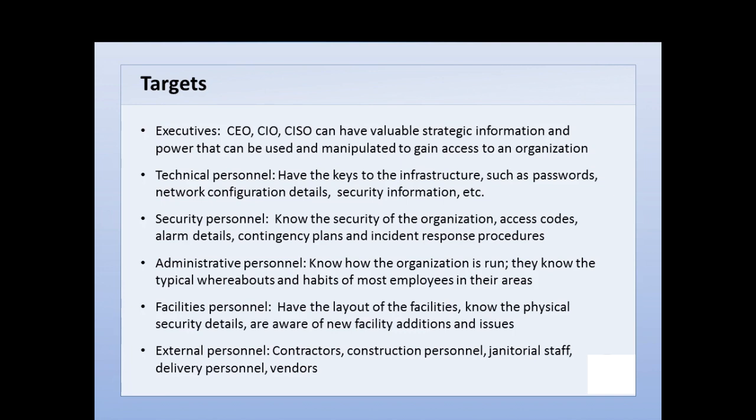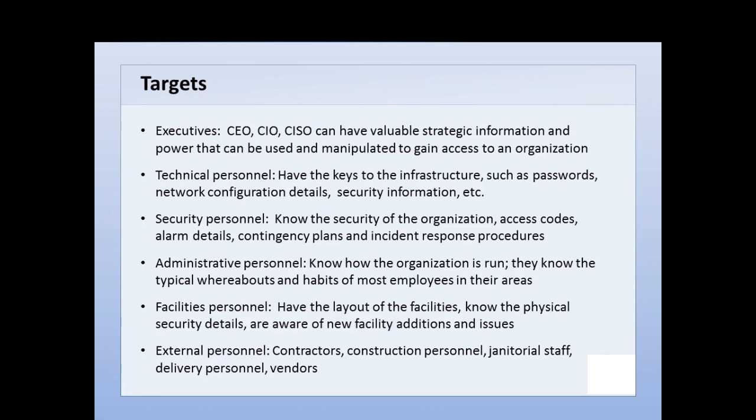Executives are good targets, and this includes the CEO and all the C-level positions, the CIO, the CISO, and so forth, because they have valuable strategic information about an organization. They have the keys to the kingdom, if you will, and most importantly, they may have power that can be used and leveraged and manipulated to gain access to an organization. Now, maybe you might manipulate that power by blackmailing them, or you might manipulate that power by being friends with them and getting them to do your favors and so forth.